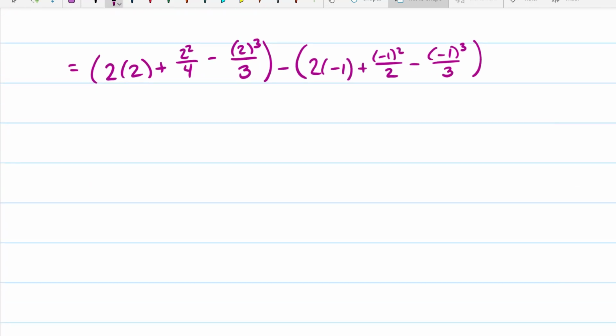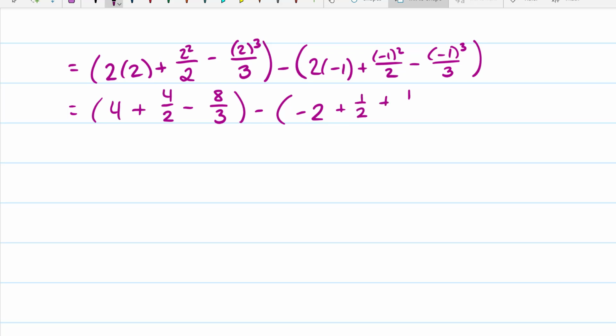So now we're just going to work it all out. Made a slight typo. This should be a 2 right here, not a 4. So this is 4 over 2 minus 8 thirds minus negative 2 plus 1/2 plus 1/3. And now what I'm going to do is find common denominators for everything.